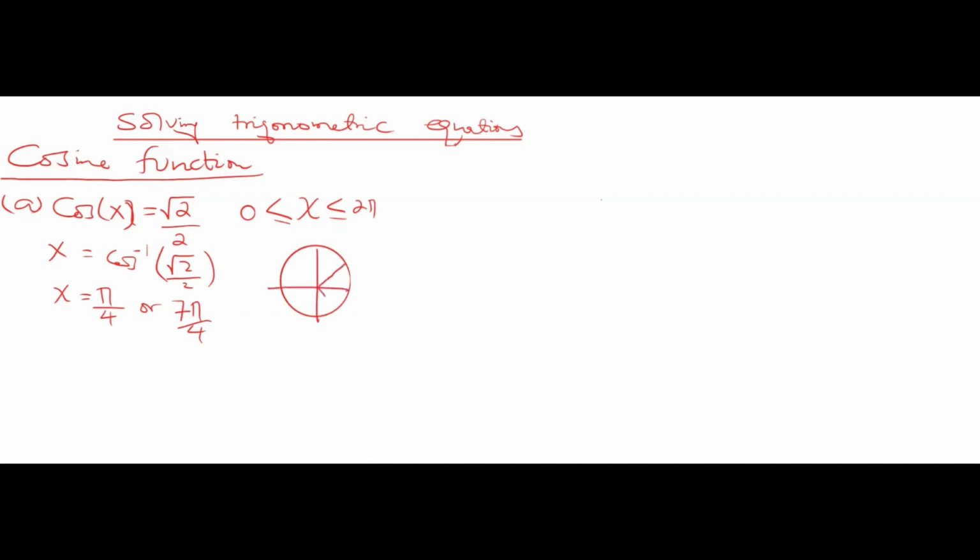We know that cosine is positive in the first quadrant, and square root 2 over 2 is pi on 4. And the symmetry to that will be 7 pi over 4. Let's look at another example on this concept.